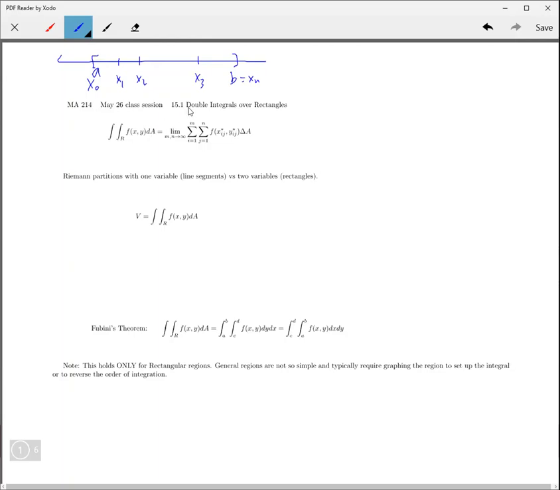Okay, but if you have a function in two variables, so you've got f that goes from R2 to R, then your domain is not just the number line like that. Your domain looks more like this. So I'm going to say that's A and B. And here we're just integrating over a rectangle.